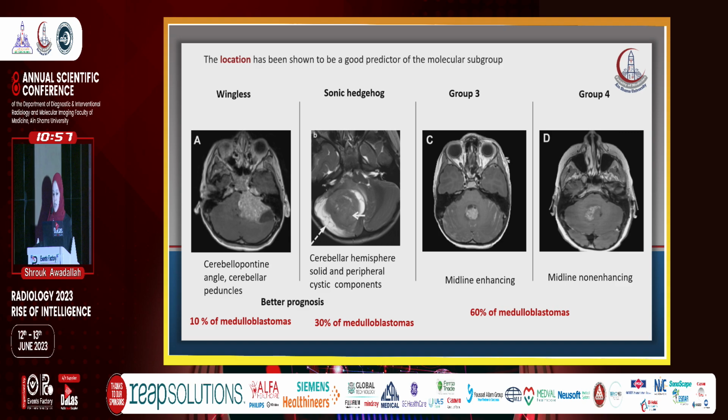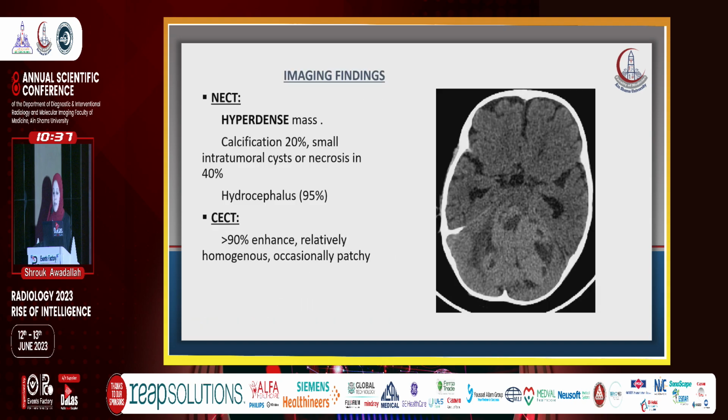The wingless type accounts for 10% of medulloblastomas. Sonic hedgehog, about 30% of medulloblastomas. Group 3 and group 4 account for 60% of medulloblastomas, yet they have a poorer prognosis than the first two groups, unfortunately. The imaging characteristics of medulloblastoma on non-contrast CT: they are hyperdense masses.